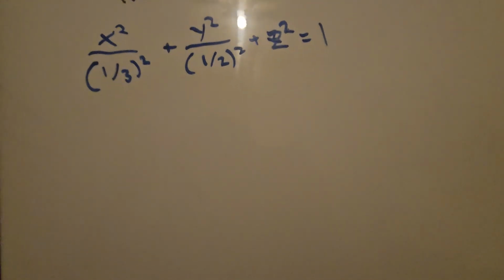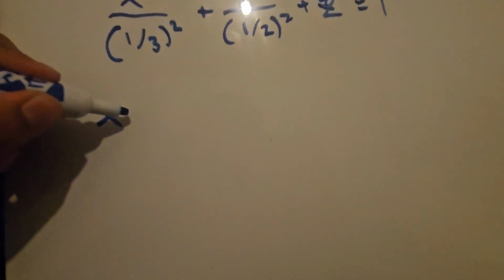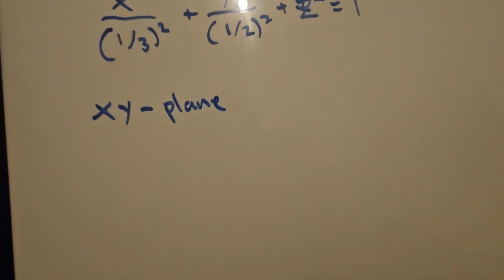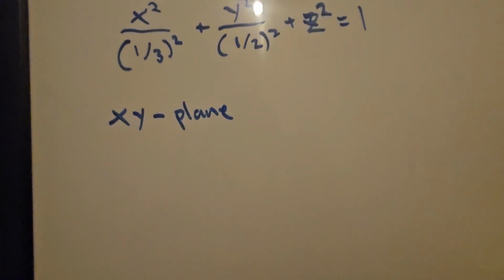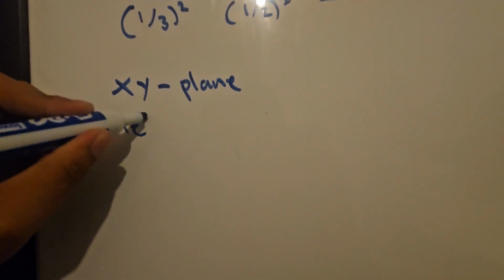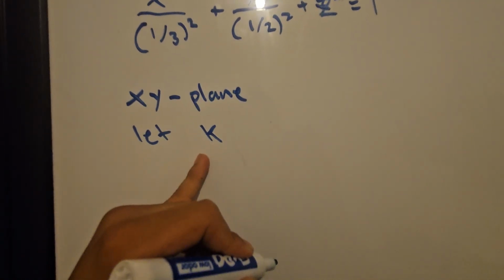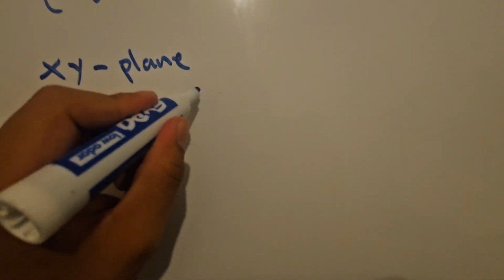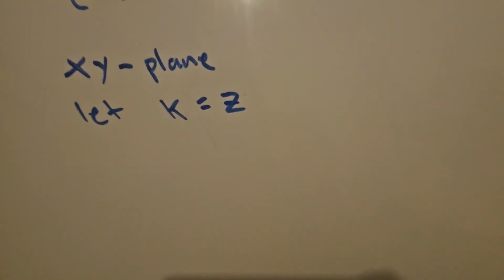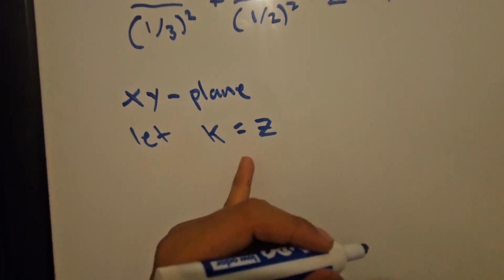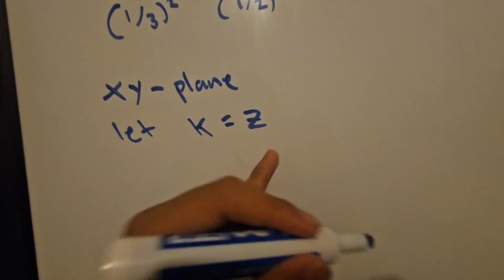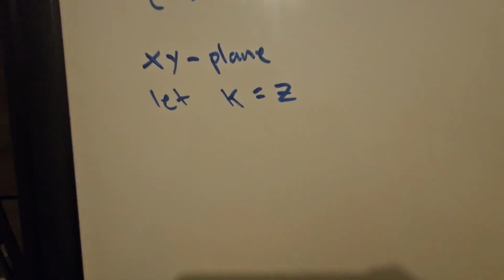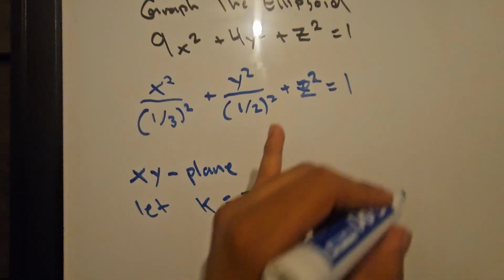So let's go ahead and do the x and y plane first. For the x and y plane, we're going to let k be a constant, so any real number. We're going to let k equal z, because for the x and y plane we need to get rid of z. So let k be a constant that equals z. All right, and now we're going to manipulate this.